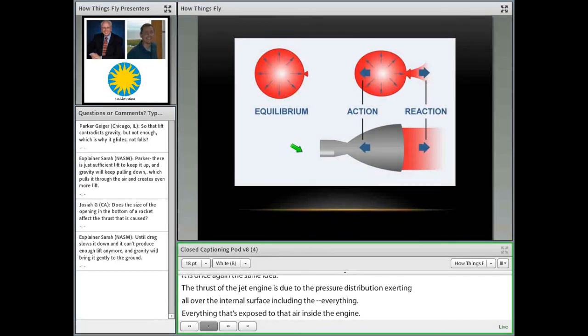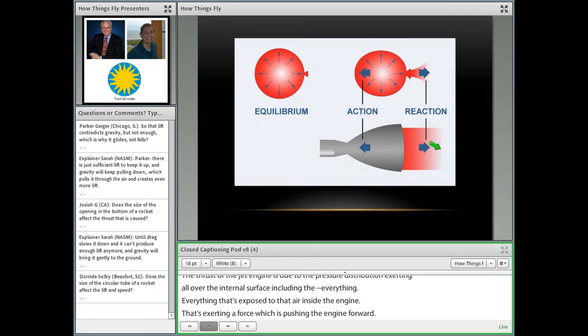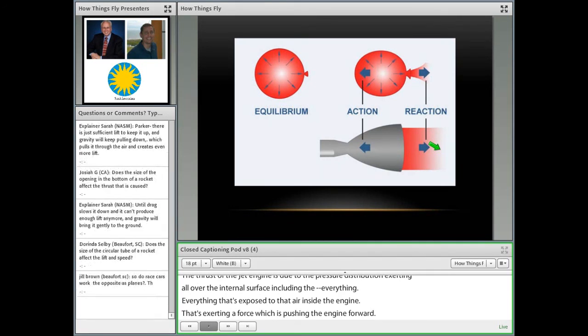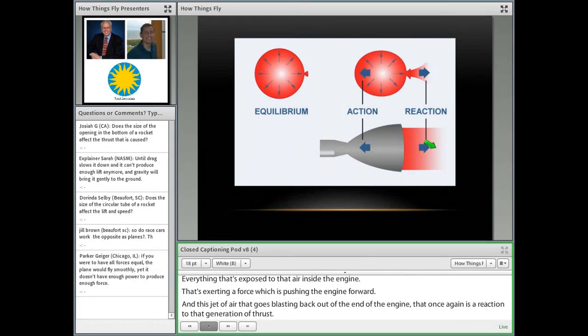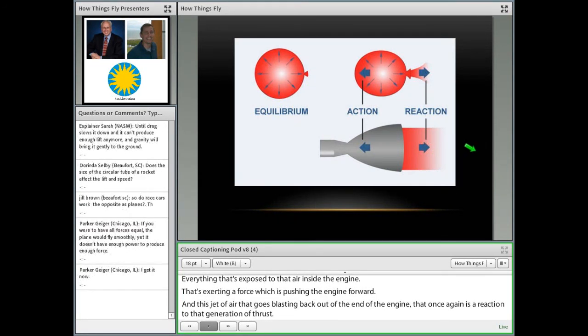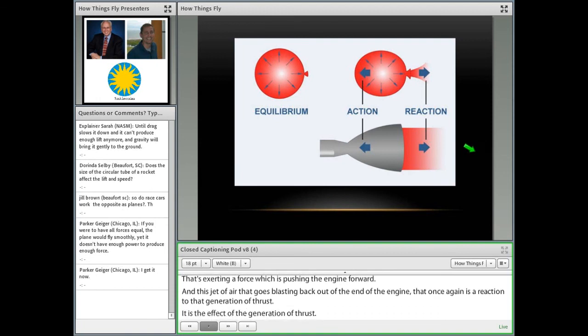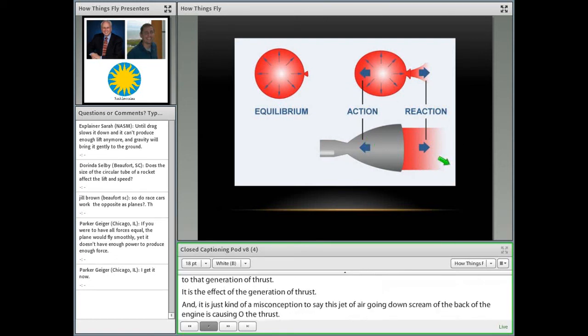And this jet of air that goes blasting out the back end of the jet engine, that once again is the reaction to that generation of thrust. It is the effect of the generation of thrust. And it's just kind of a misnomer to say it's this jet of air that's going downstream in the back of the engine that's causing the thrust. Now I'll repeat again, this air that's back here isn't even touching the engine. So how in the world could that be having an effect on the thrust?